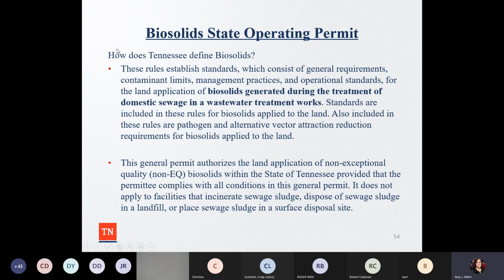So biosolids. So exactly what is a biosolid? A biosolid is generated during the treatment of domestic sewage in a wastewater treatment works, right? So there are standards, there are requirements for contaminant limits, management practices, and operational standards.